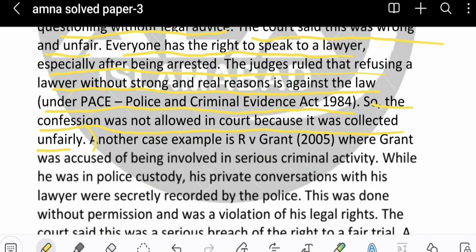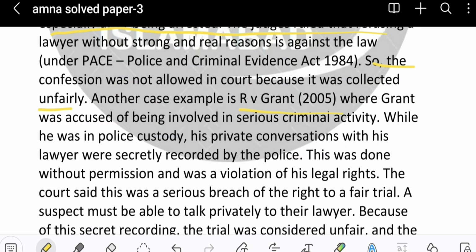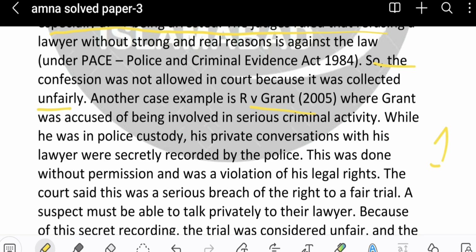So you will also include R v Grant 2005. After adding this other case law, you will definitely get 1 more mark. In this other case law, I will discuss the detail now, where Grant was accused of being involved in serious criminal activity while he was in police custody. His private conversations with his lawyer were secretly recorded by police. This was done without permission and was a violation of his legal right.